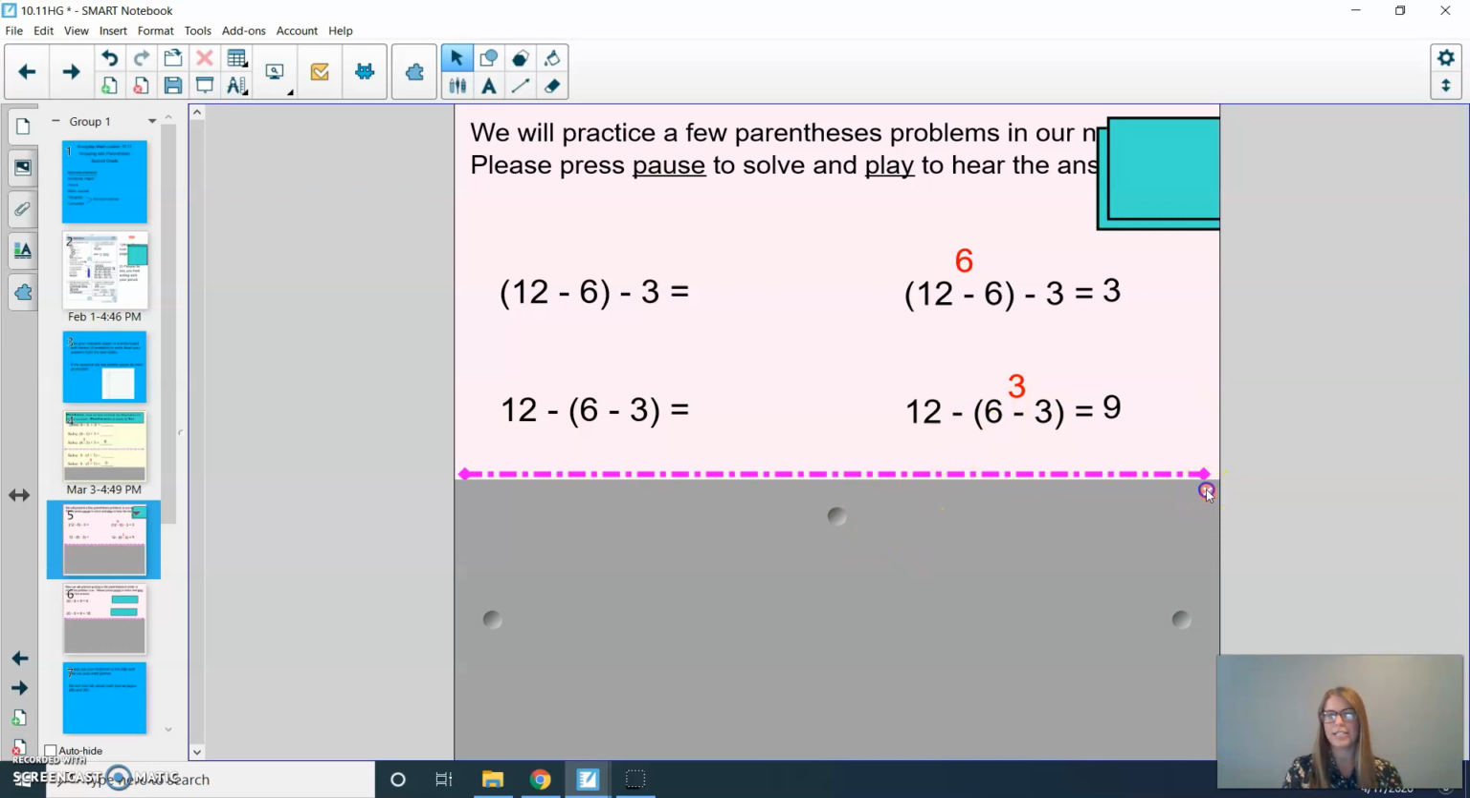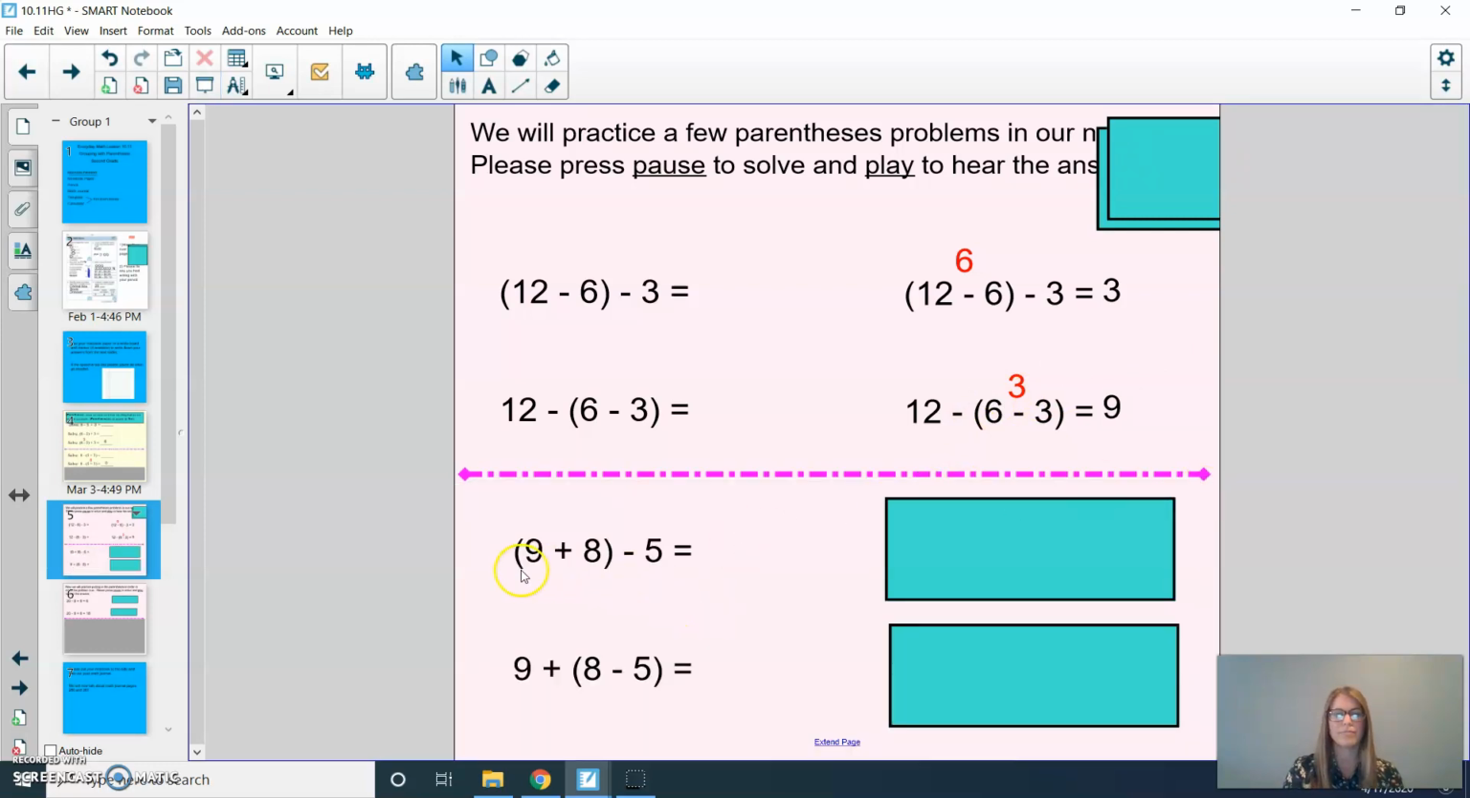Let's take a look at another example. This time, can you solve 9 plus 8 first? Maybe write down your answer up top, and then subtract that from 5. And then try 8 minus 5 first, and add that to 9. And then press play when you're ready to hear the answer.